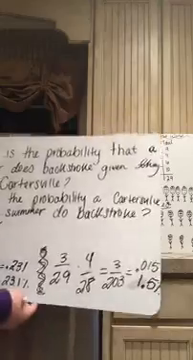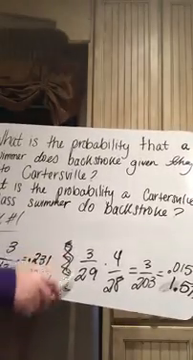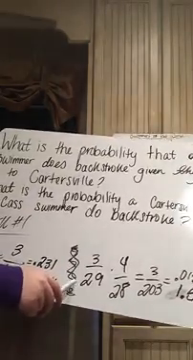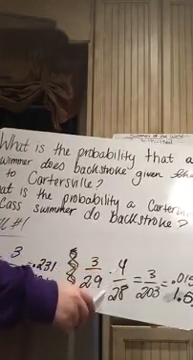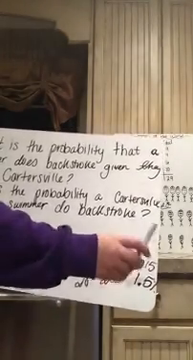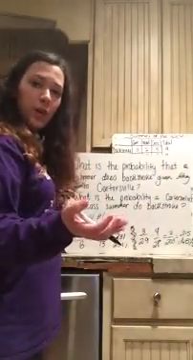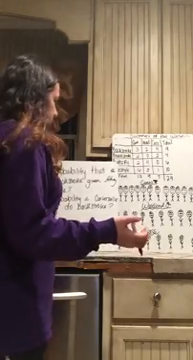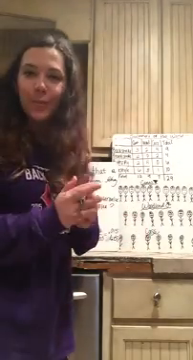So there you see that we multiplied the probability of a Cartersville swimmer doing backstroke and a Cass swimmer doing backstroke. And we got the fraction, then the decimal, and then the percentage so that everyone in the daily world can understand. There you go. Hope you learned a lot.